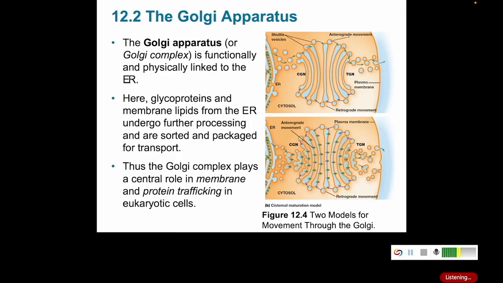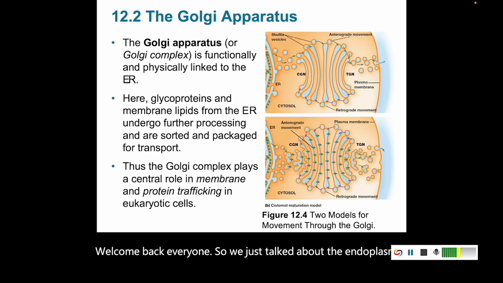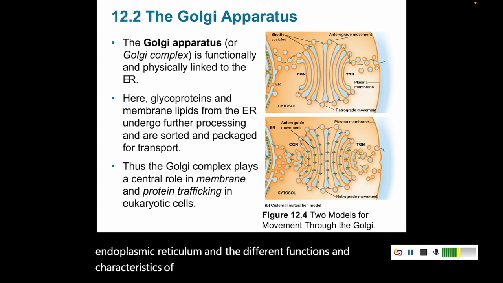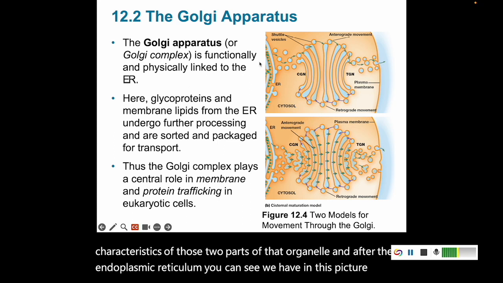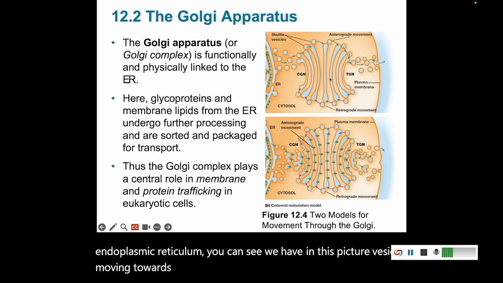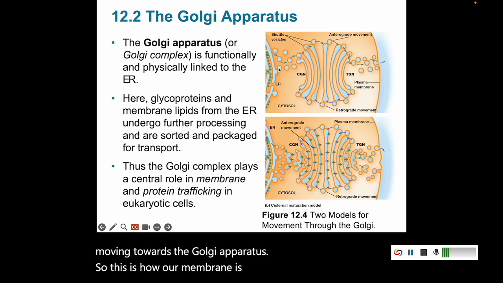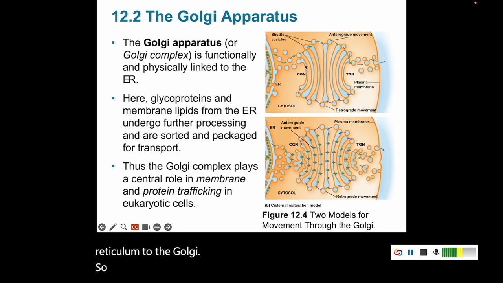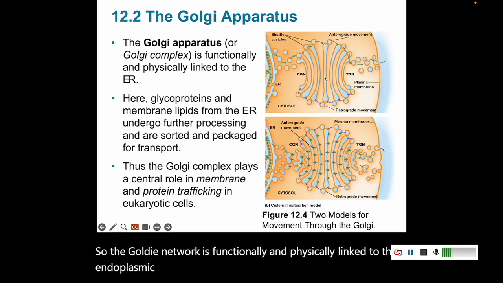Welcome back, everyone. So we just talked about the endoplasmic reticulum and the difference between the smooth and rough endoplasmic reticulum and the different functions and characteristics of those two parts of that organelle. And after the endoplasmic reticulum, you can see we have in this picture vesicles moving towards the Golgi apparatus. So this is how our membrane is flowing from the endoplasmic reticulum to the Golgi. So the Golgi network is functionally and physically linked to the endoplasmic reticulum by these vesicles.